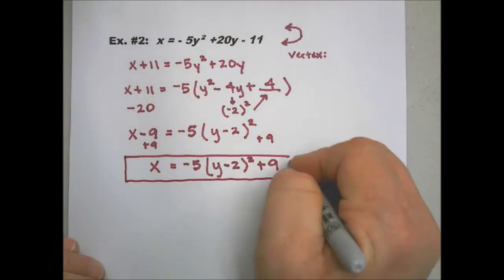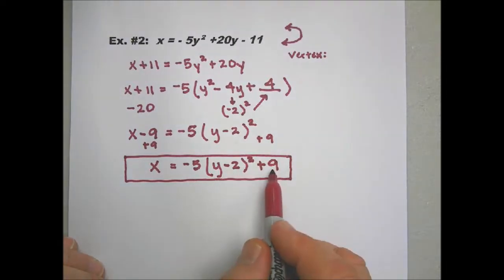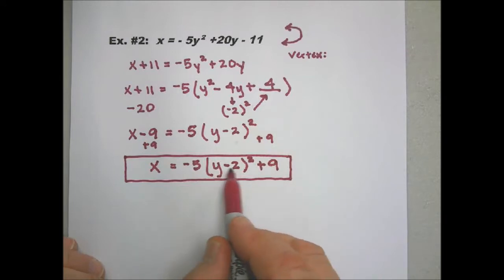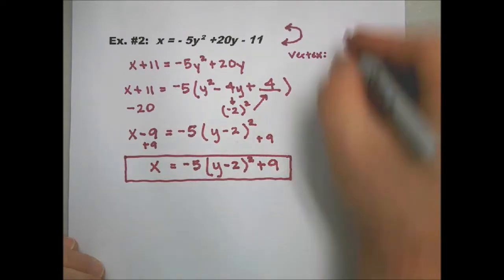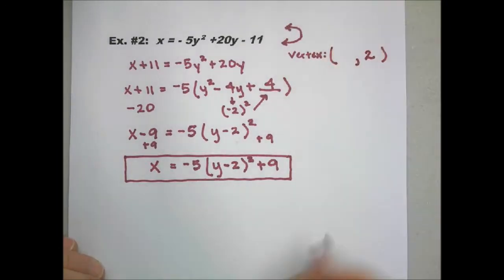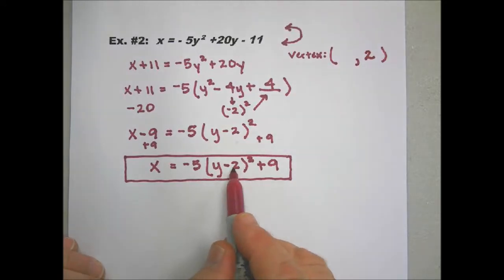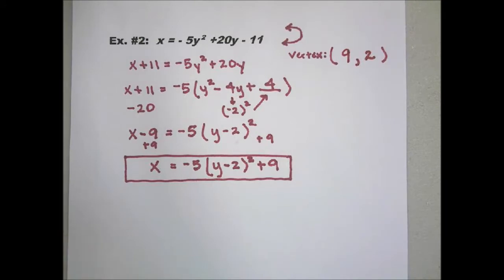Now, what's the vertex? It's really easy to make a mistake and go positive 2, 9. This parabola is turned sideways. Okay? This is actually telling you the y-coordinate of the vertex is positive 2. It's always the opposite of whatever's in the parentheses. So that would be positive 2, but it's the y-coordinate that's positive 2, not the x-coordinate. So it's the opposite of this, same as that. So the vertex of this parabola would be at 9, 2.